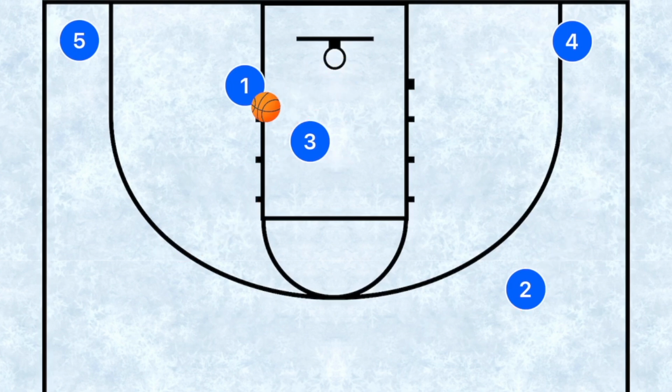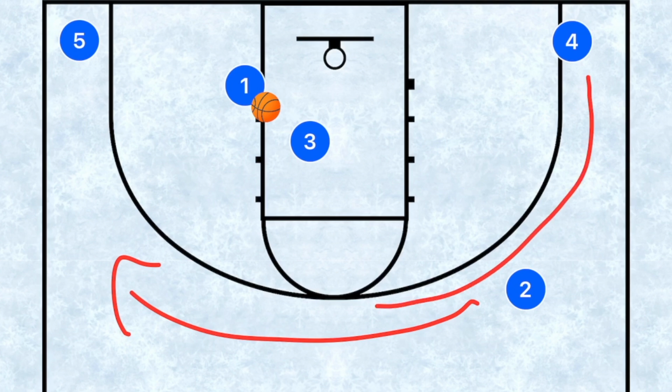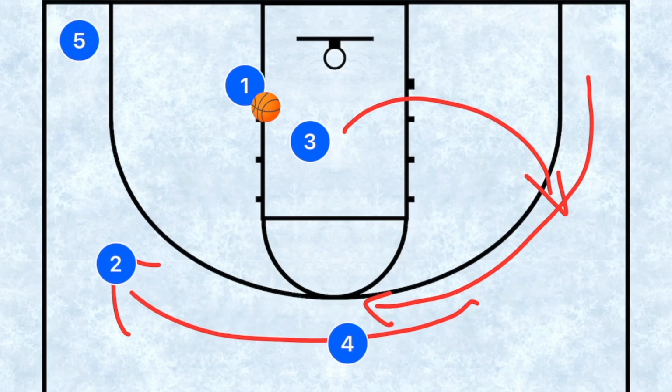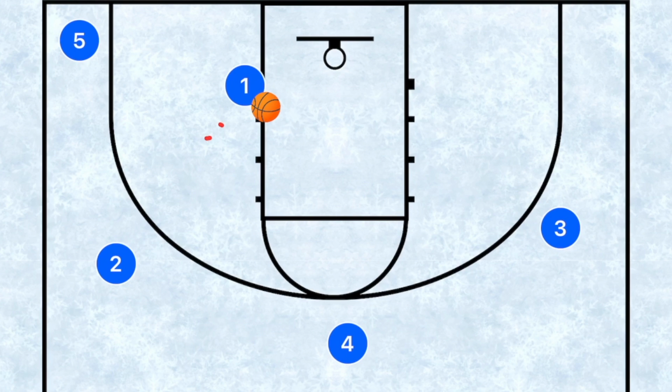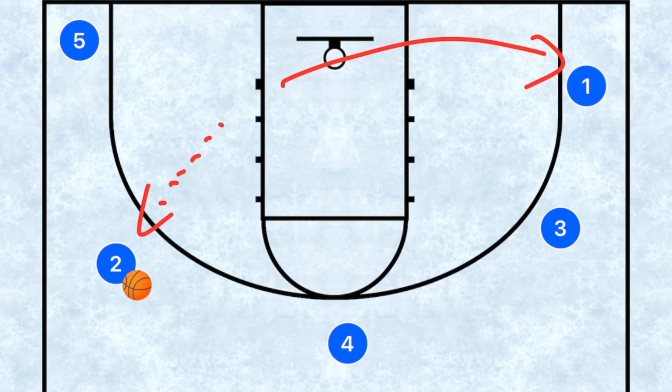If he's not open, player 2 is going to sprint all the way to this side, 4 is going to sprint towards the point, and player 3 is going to fill out that wing. Player 2 is going to fill, 4 fills, 3 fills. We're going to look to try and pass that ball out to player 2. When that happens, player 1 is going to fill out towards this side. Now we can run it to the opposite side of the court.